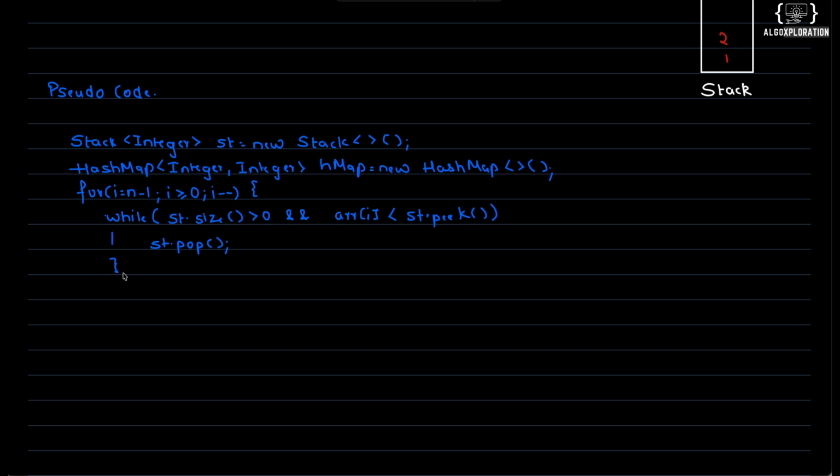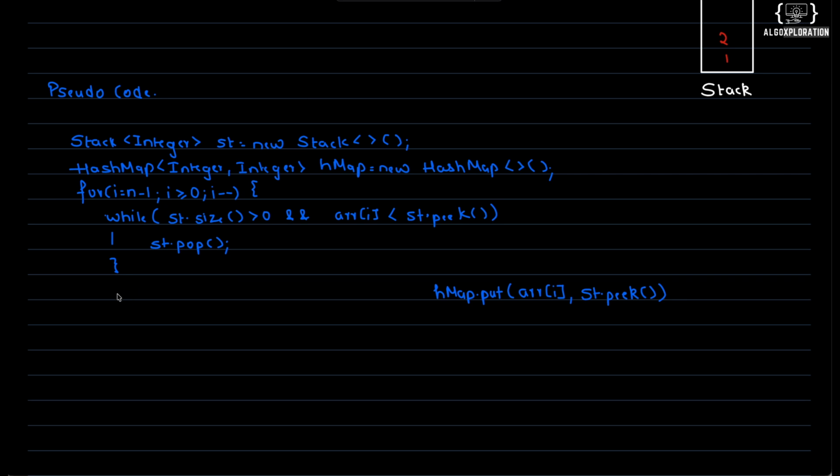Now after popping, I need to store the answer. So hmap dot put the current element and what is present at the top of the stack. So stack dot peek. This will give me what is present at the top of the stack. Here also I am using peek, so if the stack is empty, this will give me an error. So again, I need to have some condition.